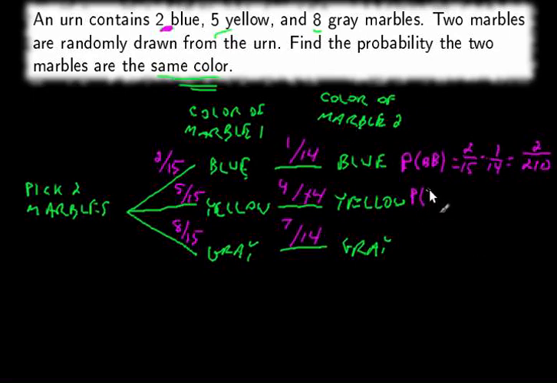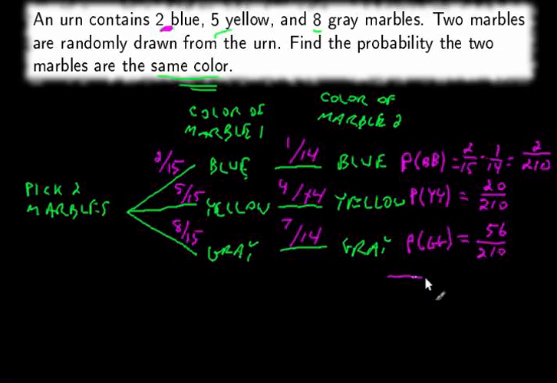And the probability of yellow, yellow, again, we multiply across the branch, so 5/15 times 4/14. The denominator is going to be the same again. It's going to be 15 times 14, or 210. But the numerator this time will be 5 times 4, or 20. And finally, the probability of 2 gray marbles, we multiply across the branch again. 15 times 14 is 210. 8 times 7 makes 56.